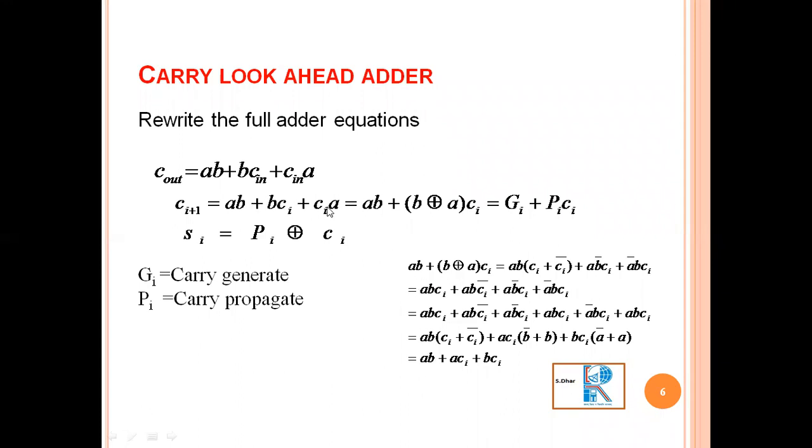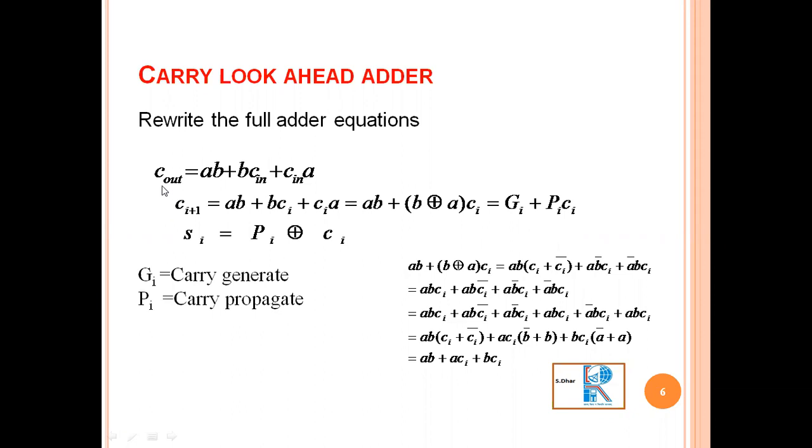So we write AB as Gi and B XOR A as Pi. What is the meaning of Gi and Pi? Gi is called carry generate, and Pi is called carry propagate. Carry propagate Pi is equal to B XOR A. Clear? We have written the same expression in another way, in the form of G and P.